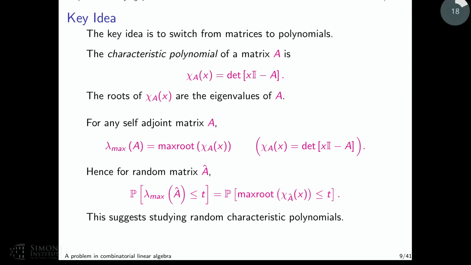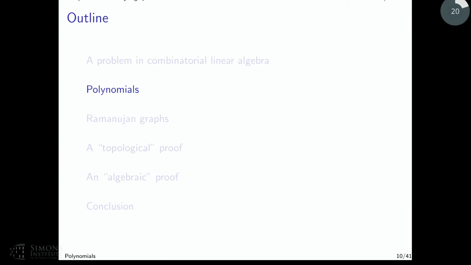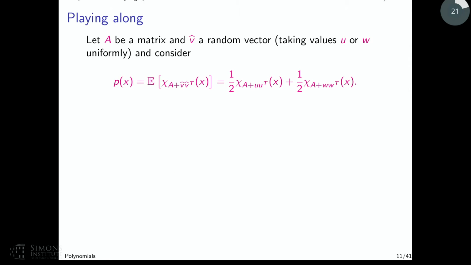of A. And for a random matrix, we can say the probability that lambda max of A is less than or equal to t is the probability that the max root of chi A of x is less than or equal to t. This is just looking at exactly what we have. And this suggests studying random characteristic polynomials. And my first claim is that this is kind of a silly suggestion. But I have a section on it, so it can't be that silly. But let's see what I'm actually saying.